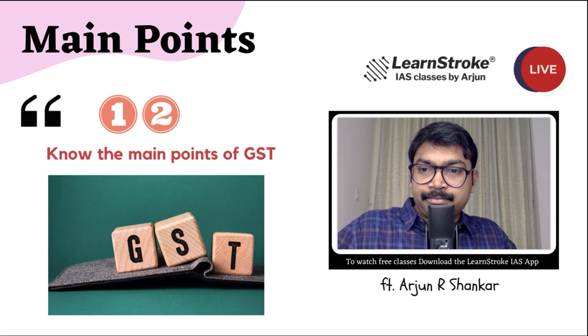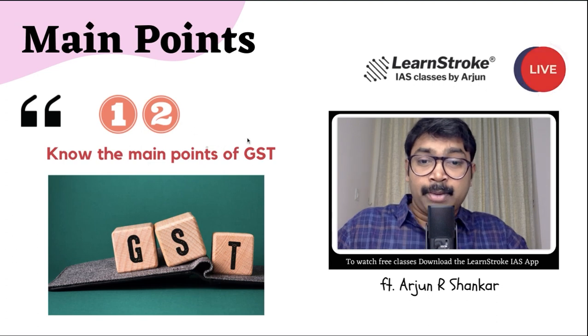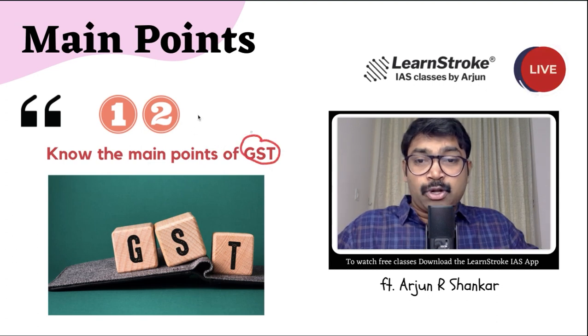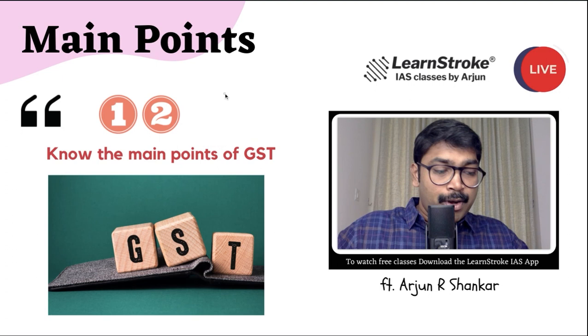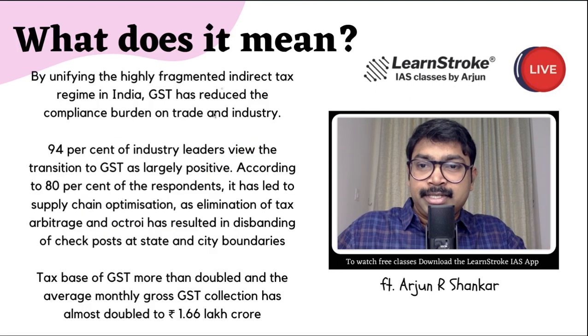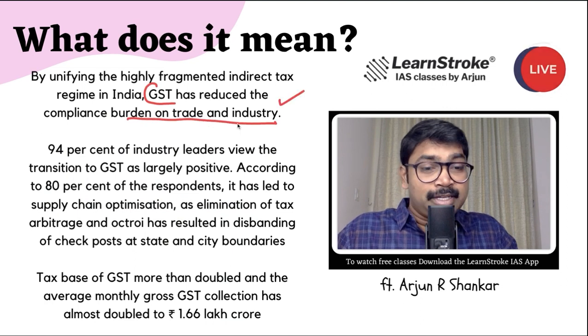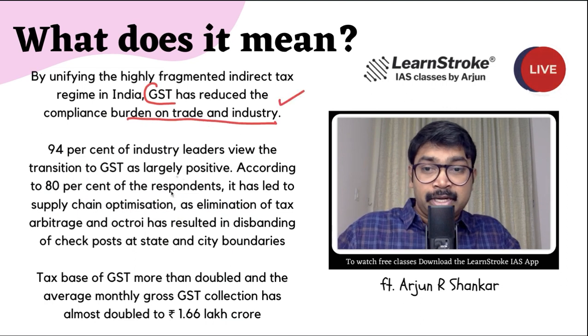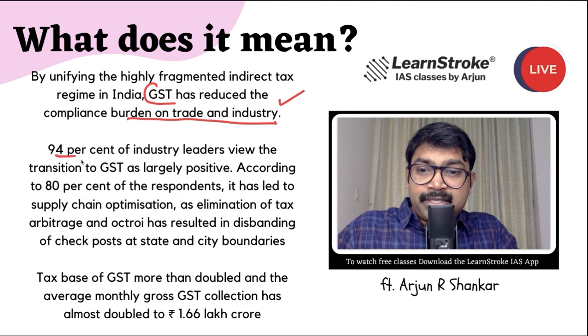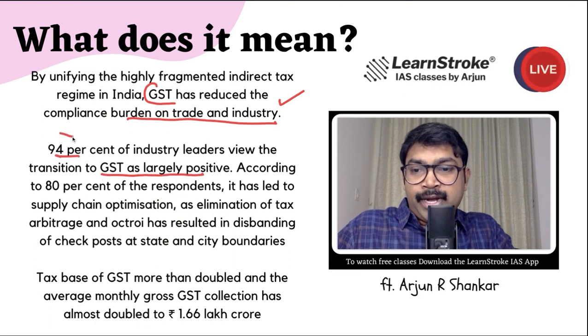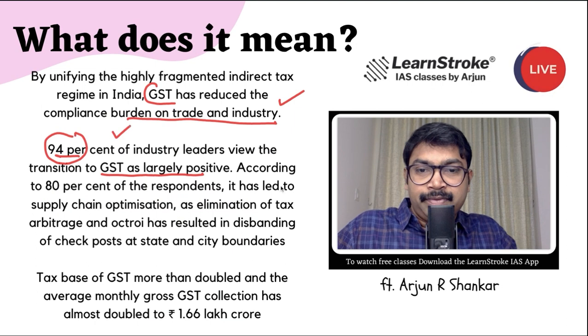And know the most important points of GST. It is also talking about the most important points of GST here. What is the point of GST? Definitely by unifying a highly fragmented indirect taxation regime, GST has reduced the compliance burden on trade and industry. So that is a point that is noted in the budget. So 94% of industry leaders view the transition to GST as positive. So 94% of the people believe that GST is a positive thing.